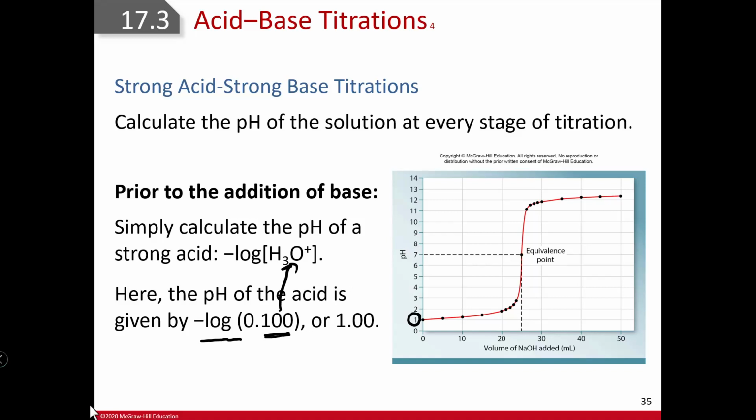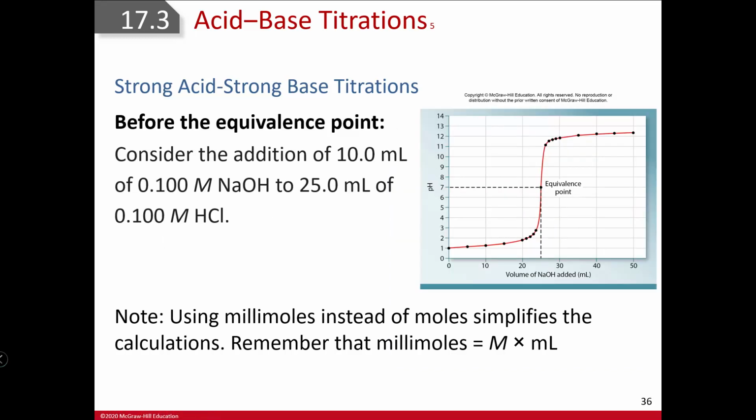All right, so we open up the stopcock and we add 10 milliliters of sodium hydroxide. All right, so we add 10 milliliters of 0.1 molar sodium hydroxide. So that's going to be this point here, right?